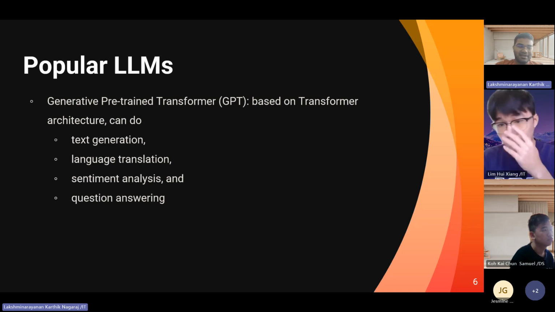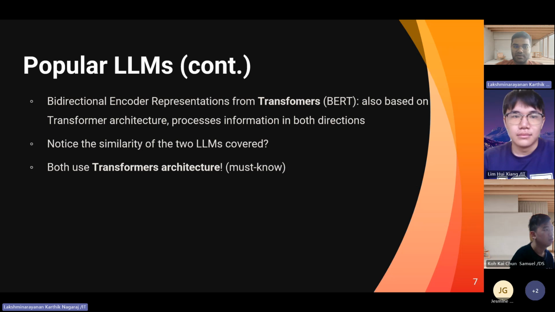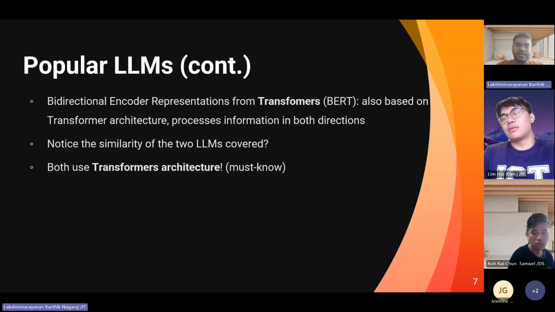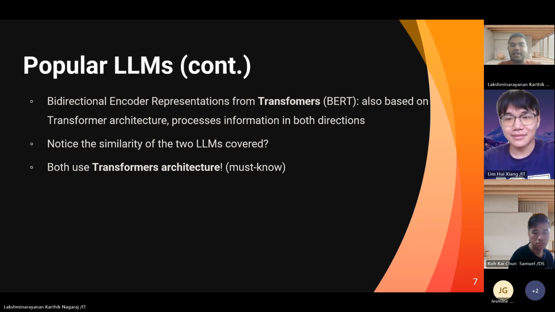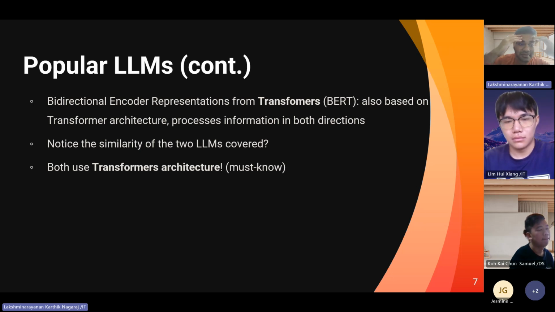Finally, other than GPT, there's also one more thing called Bidirectional Encoder Representations from Transformers, that's BERT in short. Most of you wouldn't have heard about this before, unless you have prior experience. But take note, it uses transformer architecture, and the information it processes is bidirectional. And if you notice, there's a similarity between both large language models covered. Both use transformer architecture.